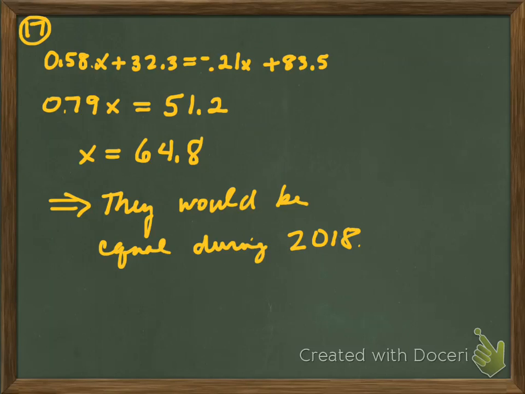Okay, so what do you get when you substitute back into either side? 69. That's where the 69.9% comes in. So that's the answer.